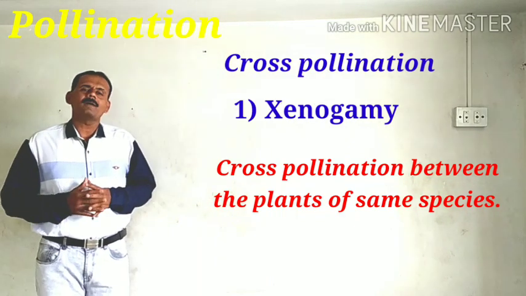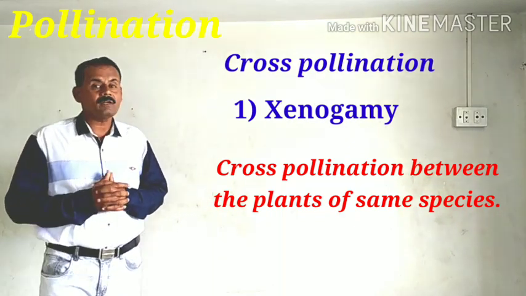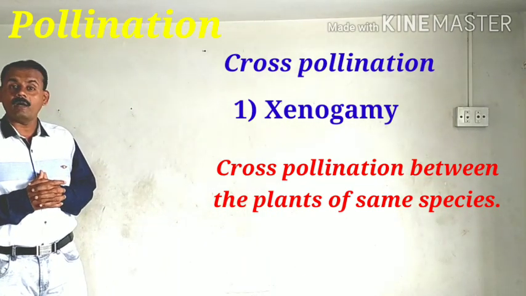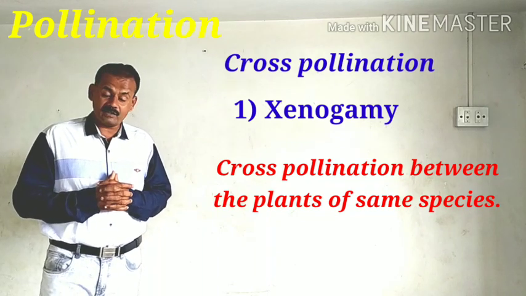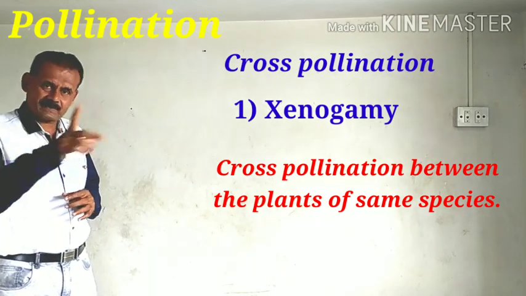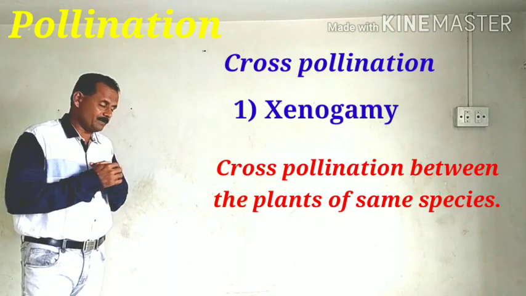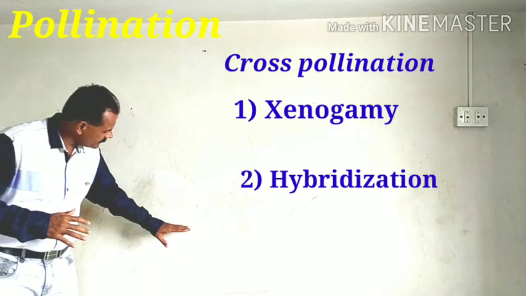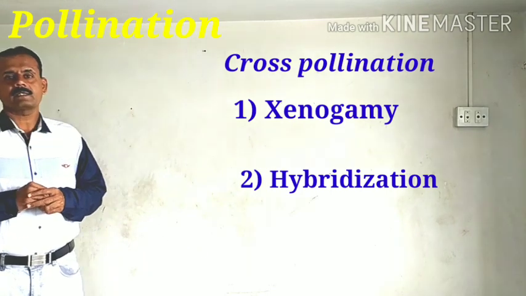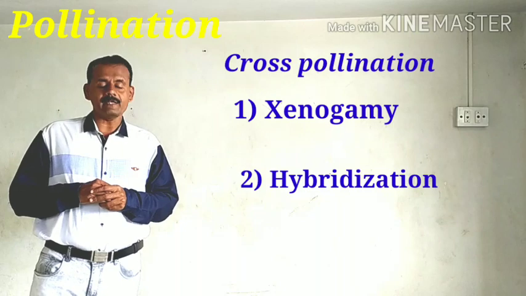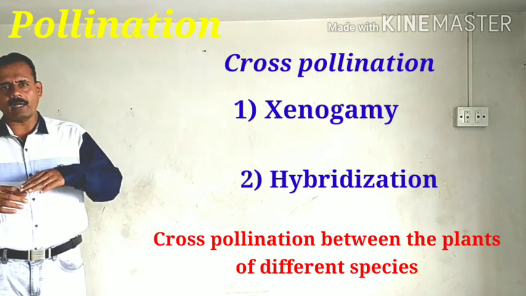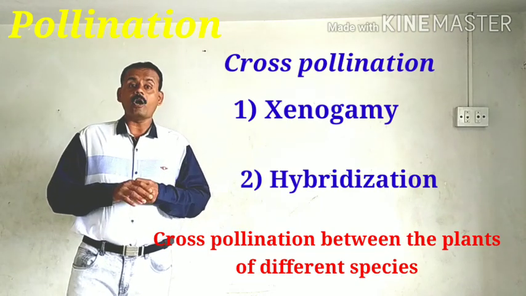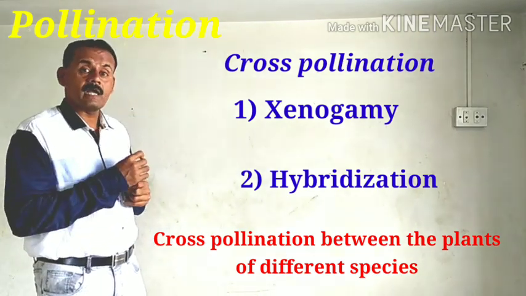Gynogamy: transfer of pollen grains from the anther of one flower to the stigma of another flower of another plant of the same species, not a different species. If it is between the same species, it is called gynogamy. And if it takes place between two different species, it is called hybridization. Transfer of pollen grains from the anther of one flower to the stigma of another flower of another plant of a different species is called hybridization.